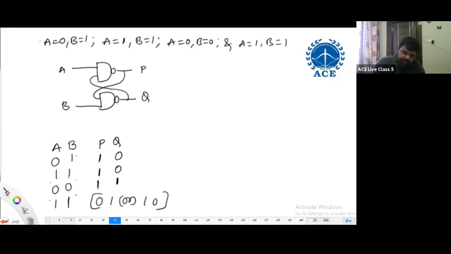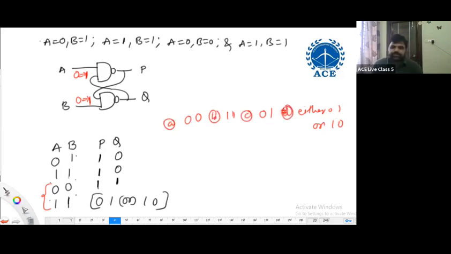So finally, what is it here? This was the question given in GATE 2017 EC. In the following circuit, it is applied 0, 0. Simultaneously, inputs are changed to 1, 1. What is the output PQ? Options are given: 0, 0, 1, 1, 0, 1, either 0, 1 or 1, 0. Which one should I choose now? Option B, either 0, 1 or 1, 0.